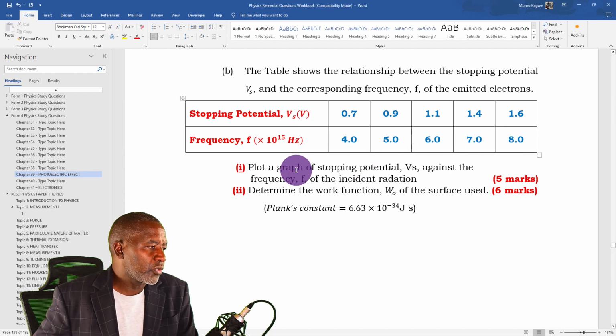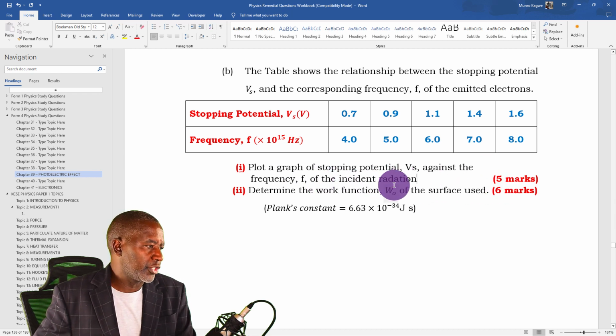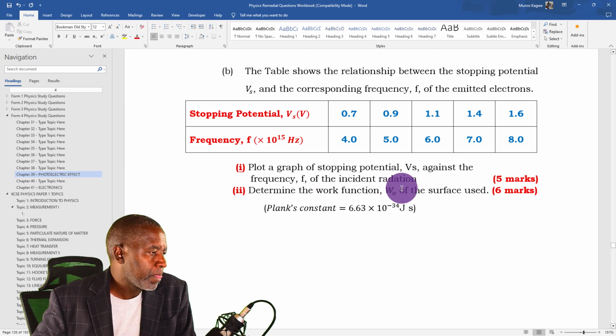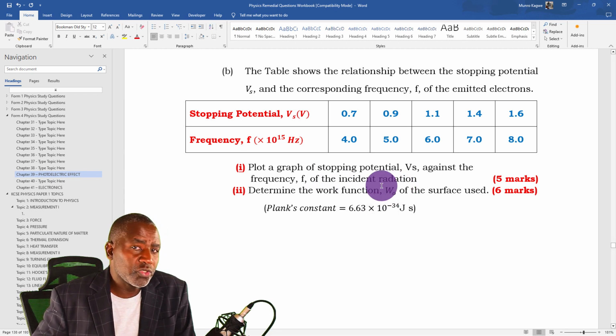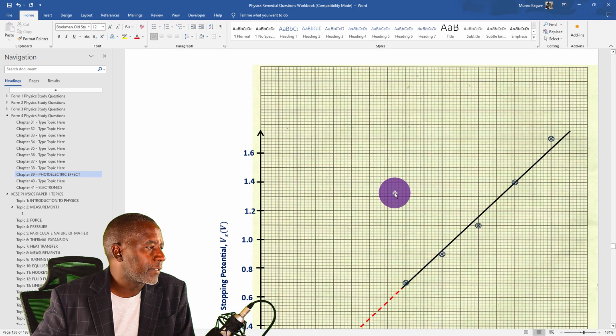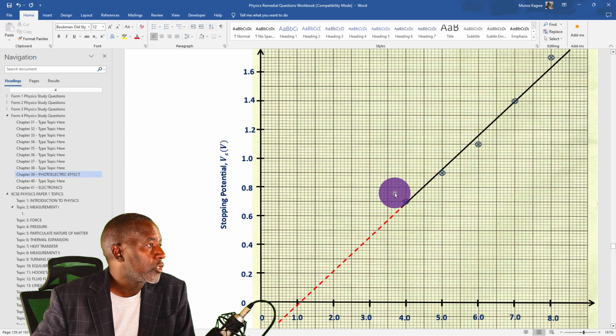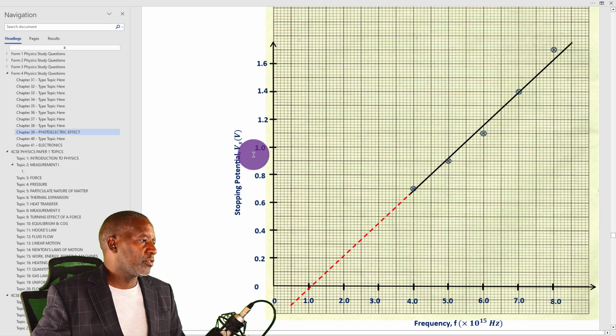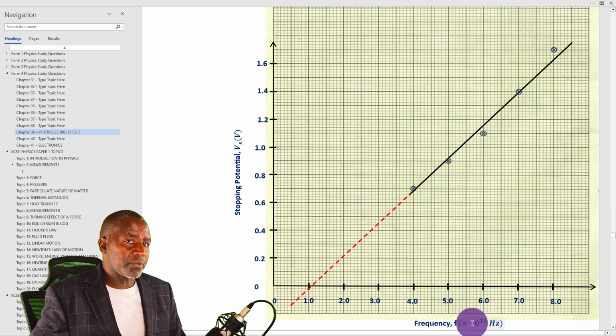So we are going to plot a graph of stopping potential, Vs, against the frequency f of the incident radiation. And then from there we are going to be asked to determine the work function. I think I've already gone through how to determine the work function. Let's see how the graph looks. So this is how that graph looks, the graph of stopping potential versus the frequency.